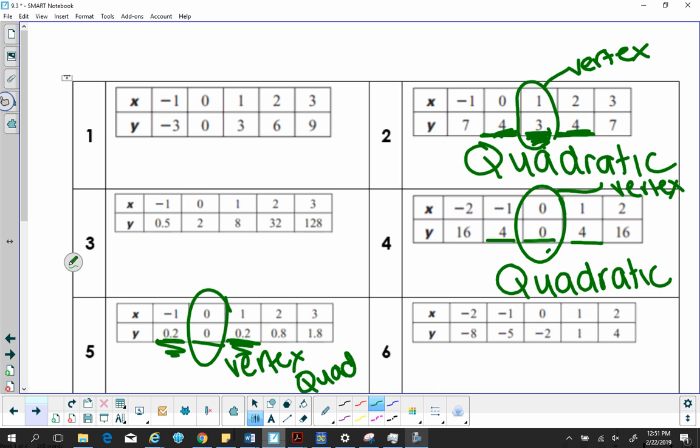For a brain buck, who can give me the vocabulary word for 0, 0? Divine. Origin. Yay! Origin.